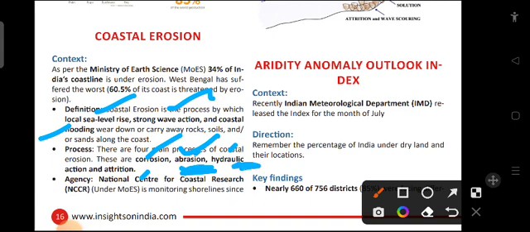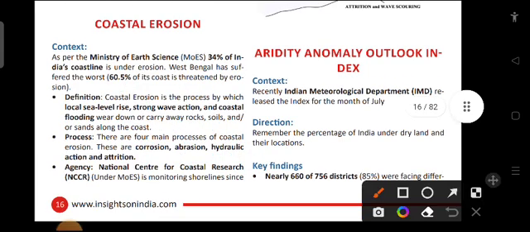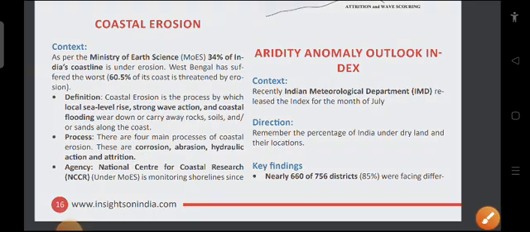Hydraulic action is when water enters a crack. If there is some crack in the cliff and water enters it, it erodes that particular coastal region. And attrition is when two rocks or pebbles clash on each other and it somehow erodes the coastal region. So these are the various coastal erosion processes.